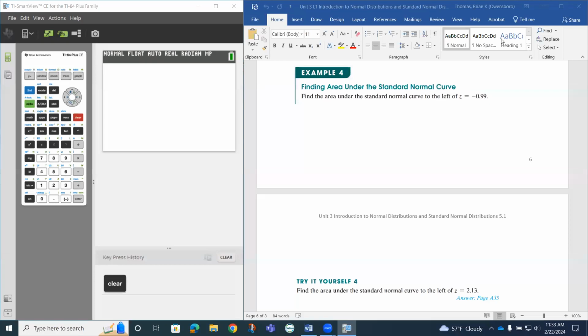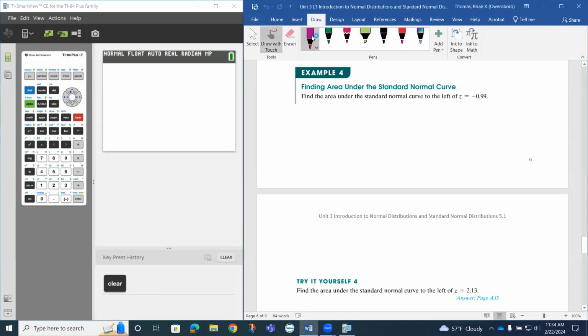So instead of using tables to find the area of the curve for a standard normal curve, what we can do is also use a calculator to do this as well. So let me model how this looks on a calculator as opposed to tables. This question says, find the area under the standard normal curve to the left of the z-score that's negative 0.99.